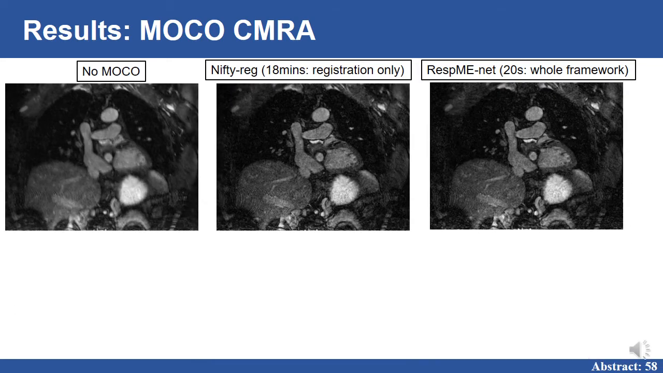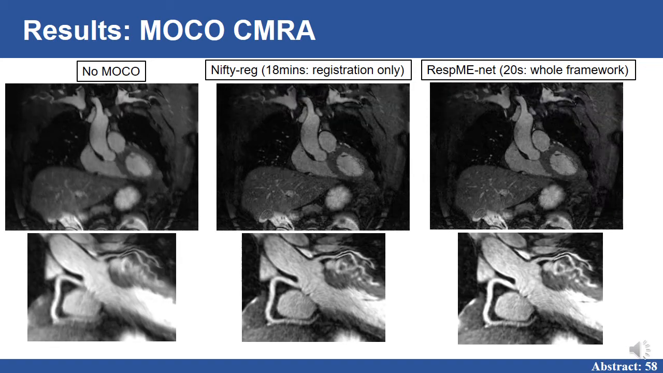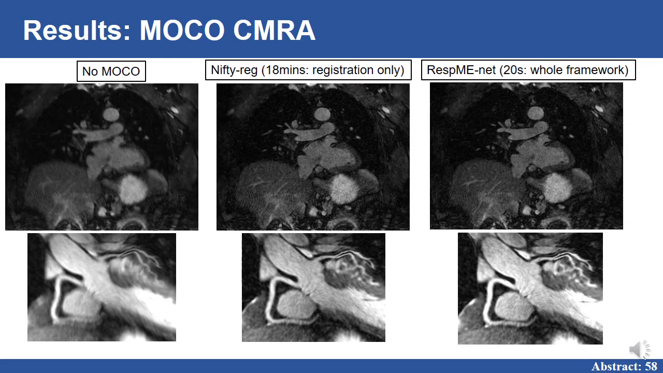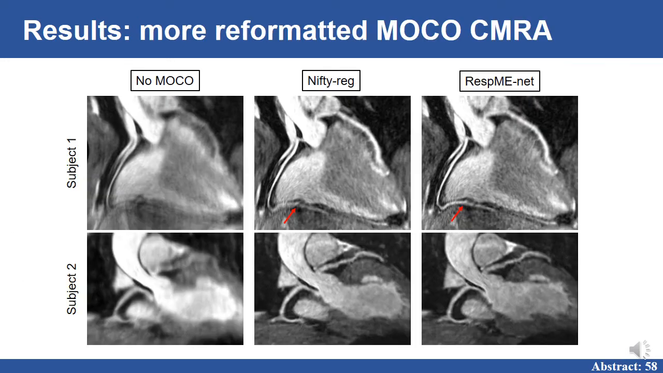Here shows the MOCO CMRA images and the reformatted coronary arteries for another test subject. The RESP measurement net achieved similar motion correction performance to NiftyReg. Here shows the reformatted coronary arteries for another 2 test subjects. We can see that in subject 1, the RESP measurement net achieves better motion correction in the distal segment of the right coronary artery than NiftyReg.